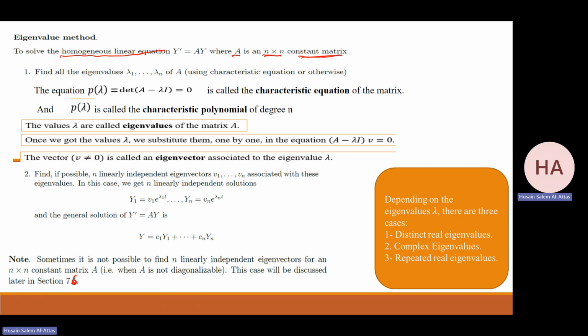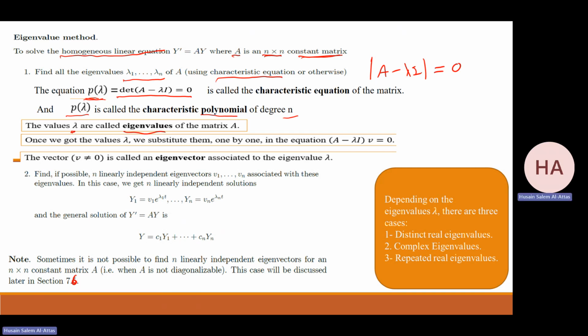Okay, let us see how to do that. First, I will find all eigenvalues. To find the eigenvalues, we need what's called the characteristic equation. It is the determinant of A minus lambda I, which will be a polynomial in lambda. We call it P of lambda, the characteristic polynomial, which will be of degree n. So to find the eigenvalues, I solve the determinant of A minus lambda I equals zero. The values of lambda which I get we call eigenvalues.